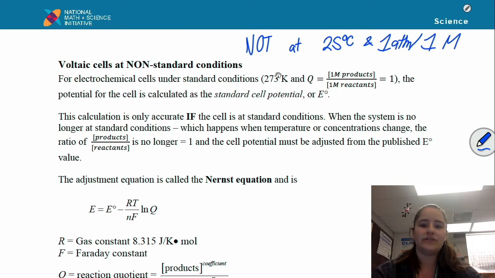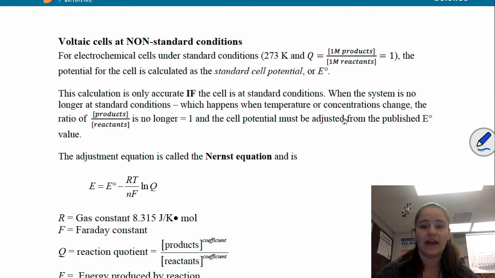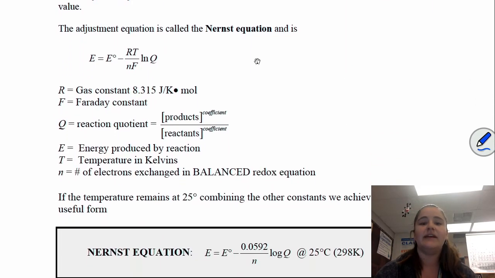Okay, so remember standard is 273 K, 25 degrees Celsius. Q is 1 because you've got 1 molar for your products, 1 molar for your reactants, and that's where we get the E naught. Okay, but we can only use a lot of the things we've been doing if it's at standard conditions. When things change, we have to adjust. We can't use those standard values anymore. And there is an equation that we can use to take into account this adjustment. Okay, it's called the Nernst Equation.